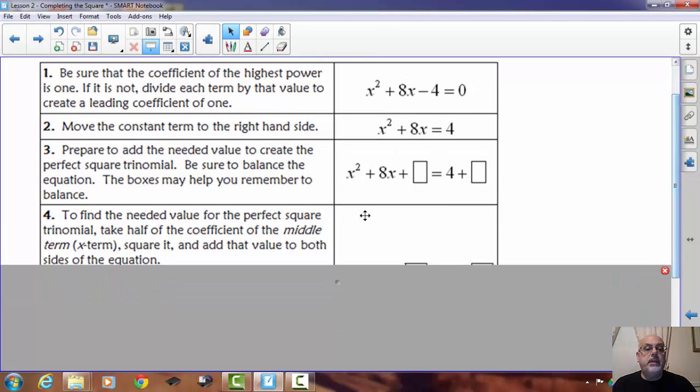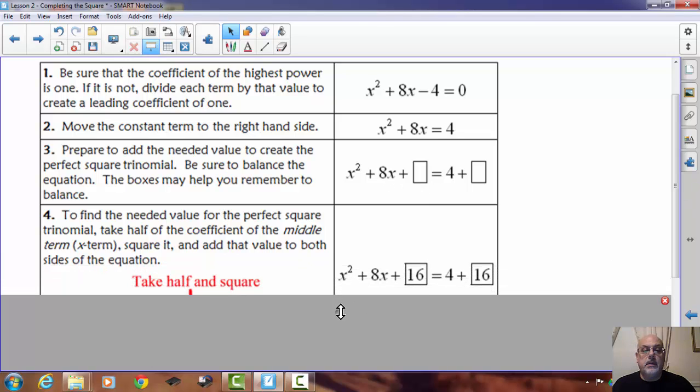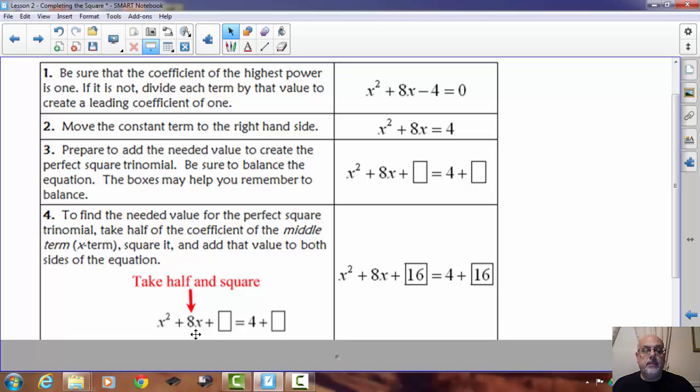So, to find what we need to make this factorable, you take the b term, the 8, the coefficient, the middle term, or the x term. You take half of it. So 8 divided by 2 is 4. Then you square it. 4 squared is 16. You can add 16 to both sides. So take half of the middle term, square it, and that's what you add to both sides of this equation. So again, 8 divided by 2 is 4. 4 squared is 16.